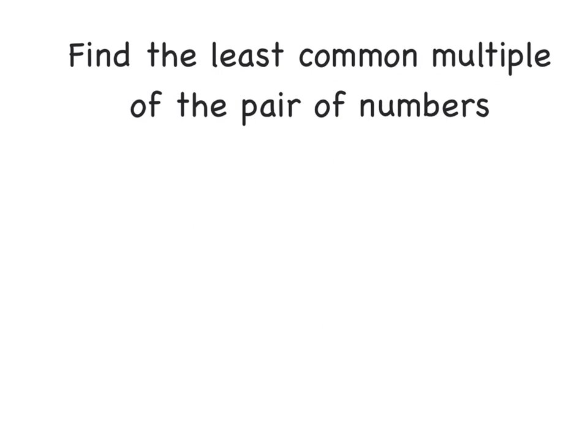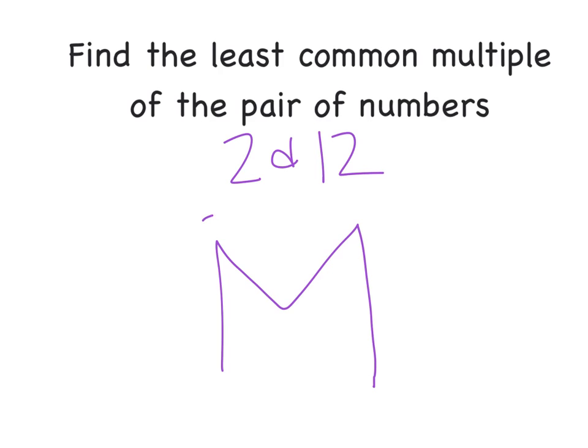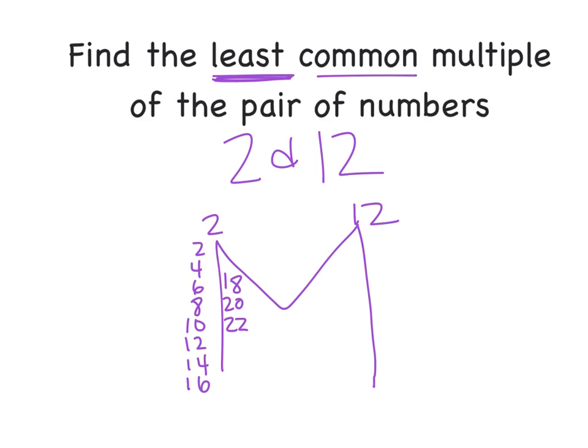Let's try again with a different set of numbers. If I had 2 and 12, I'm going to use my M to help me find multiples of 2 and 12. Then I'll find ones they have in common, and then I can focus on the least or the smallest common multiple. So some multiples of 2 are 2, 4, 6, 8, 10, 12, 14, 16. I'm going to keep going, 18, 20, 22, 24, 26. Since 2 is such a small number, I kept going.